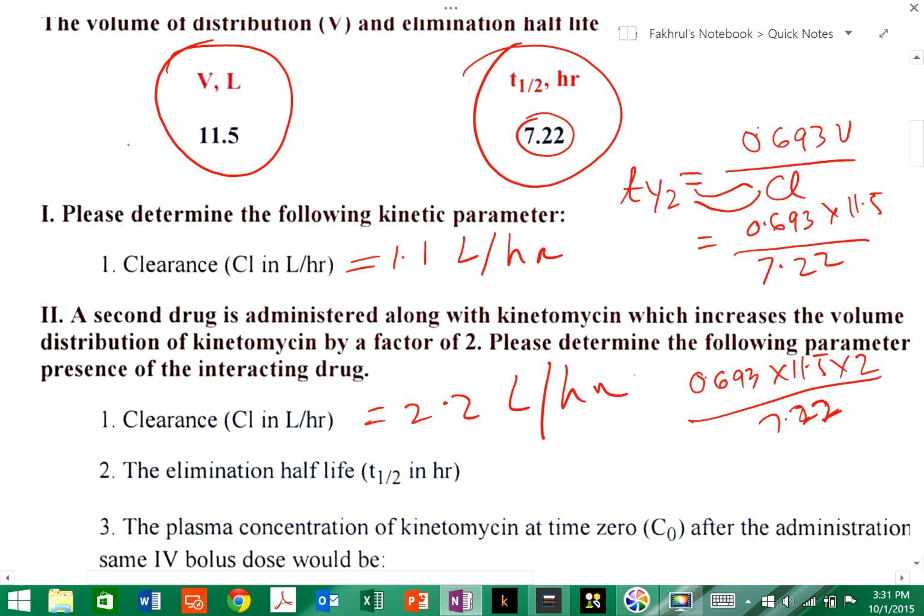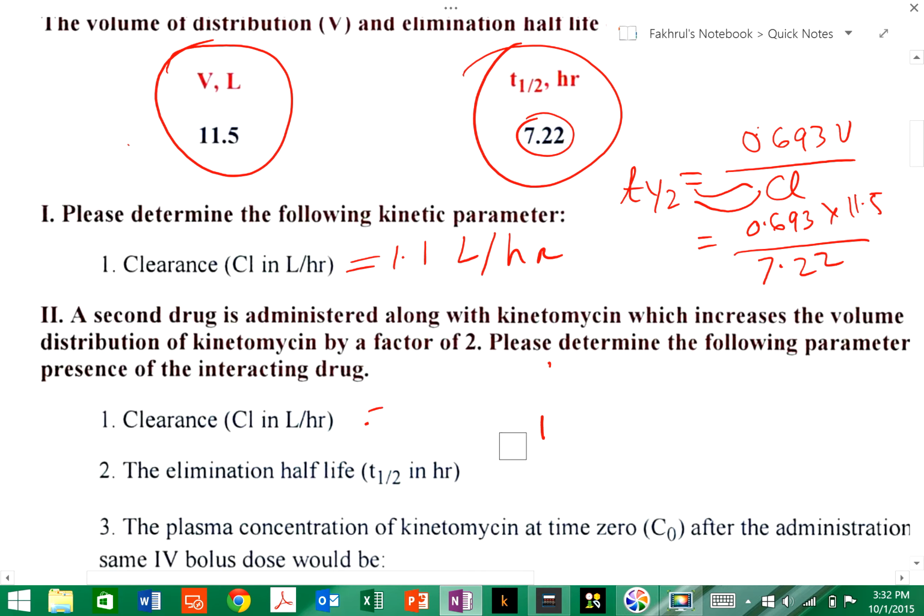If you use this equation, this answer is going to be wrong, because a change in volume of distribution does not change clearance. We cannot always explain a physiological relation with an equation. For this reason, volume of distribution increases, but clearance does not change. So you are going to put the answer 1.1 liters per hour.